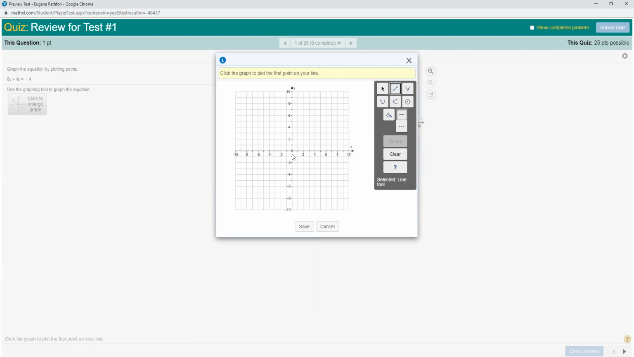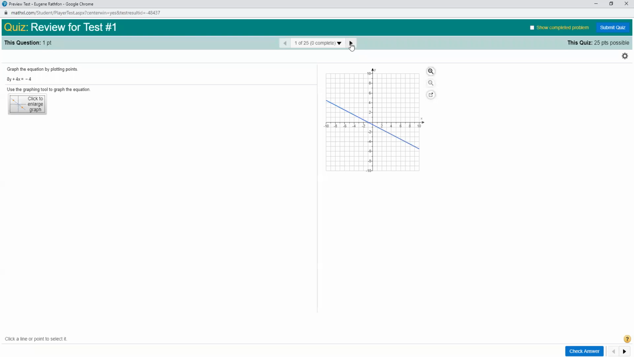So I'm going to plot my -3, 1. So I go over here to -3 and then up 1. And then I would plot that -1, 0. So let's go over here to -1, and 0 is right on the line. So once you've done that, you would save that and move on. And let's see what number 2 has here.